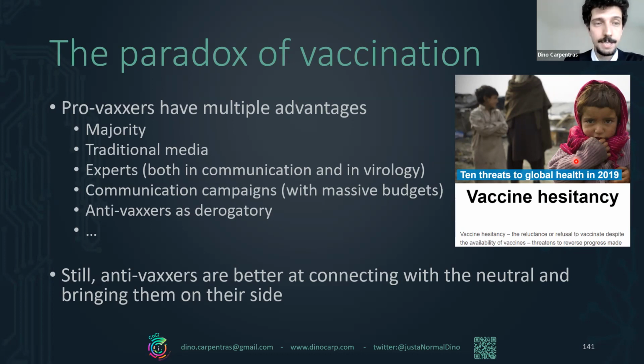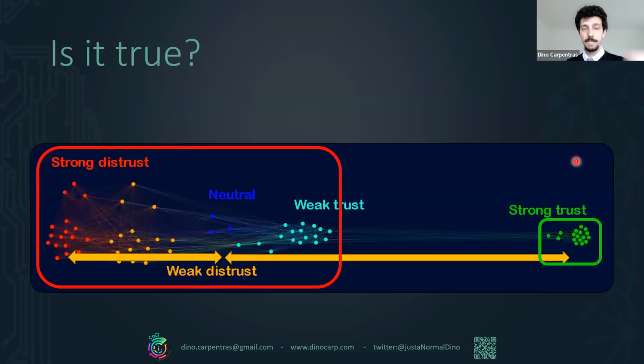And so why is that? Well, what this data is showing, especially knowing that this is a latent space, is that the neutral are closer in this latent space to strong distrust, so to the anti-vaxxers, than to the pro-vaxxers. And this is the aggregated data for the world, but even if you go country by country, you can see that in many countries you have this distance. Of course, depending on the countries, you can have bigger or smaller distance.